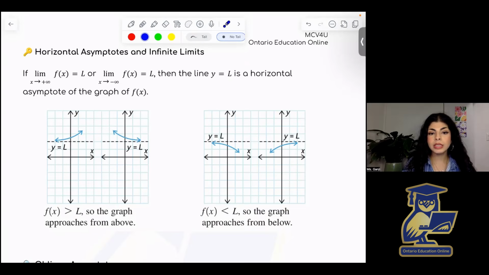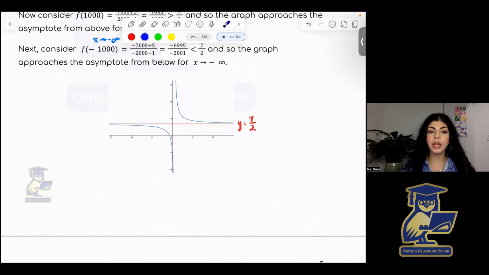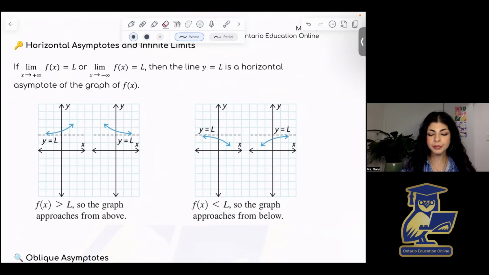And again, you do have to test for these two limits individually because, as we just saw here, you can have one end approaching from above and the other from below for the same function. So the end behaviors could be slightly different, but sometimes they are also the same.